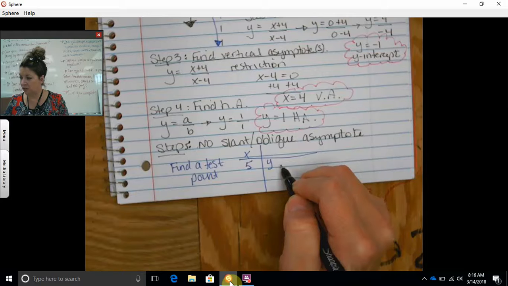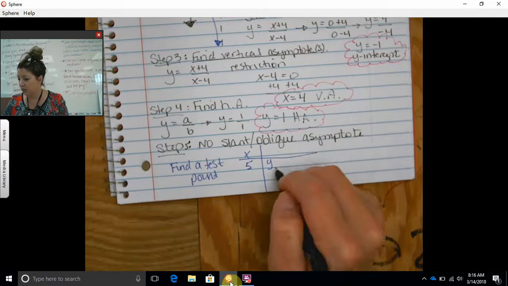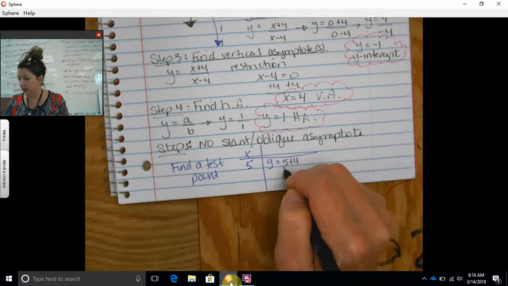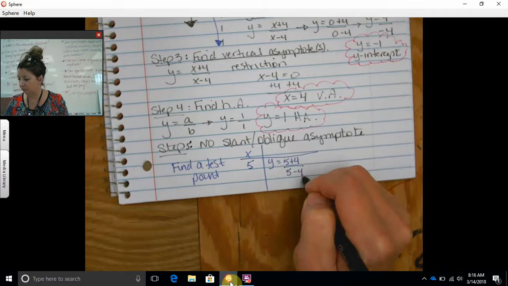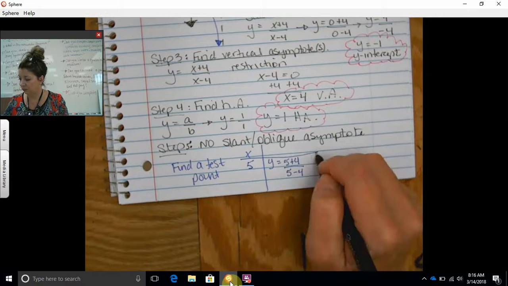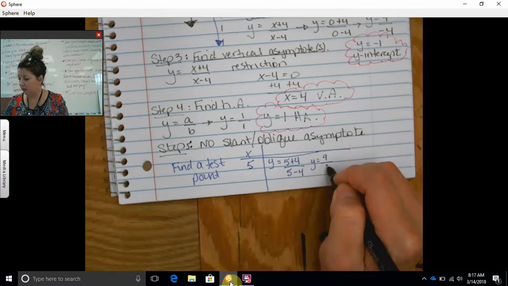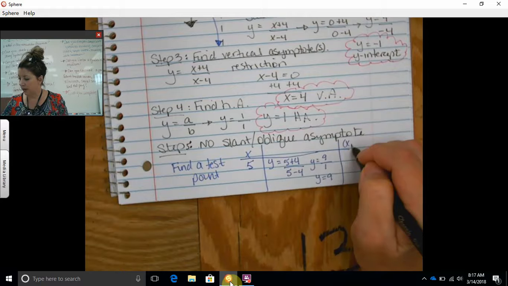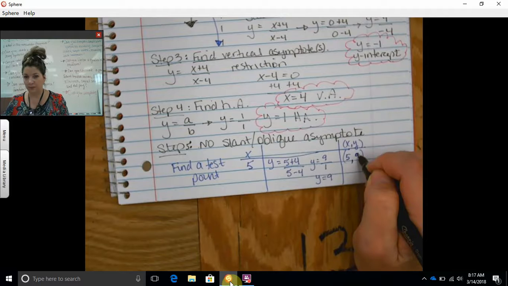I'm running out of room, so I'm not going to write the original as y equals x plus 4 divided by x minus 4. Instead of x plus 4, I'll write 5 plus 4, divided by, instead of x minus 4, 5 minus 4. So that's y equals 9 divided by 1, or y equals 9. So the ordered pair we found is when x is 5, y is 9. (5, 9).